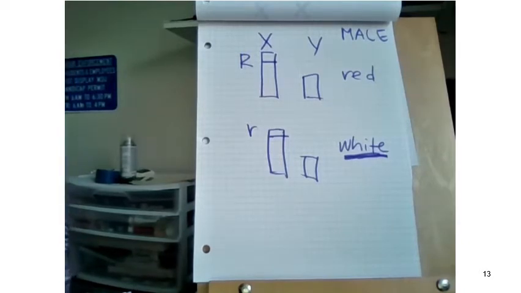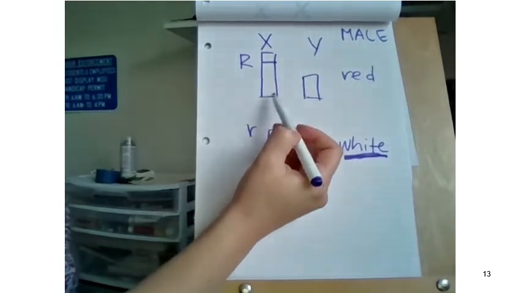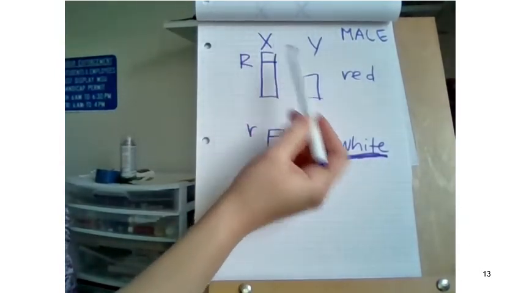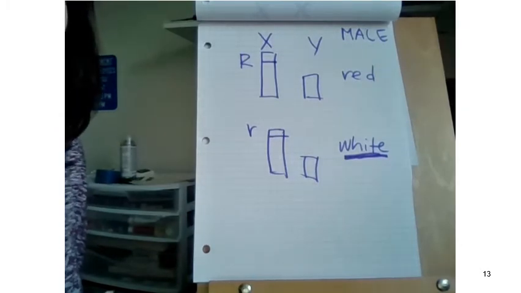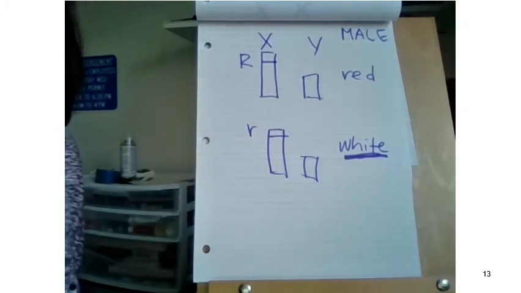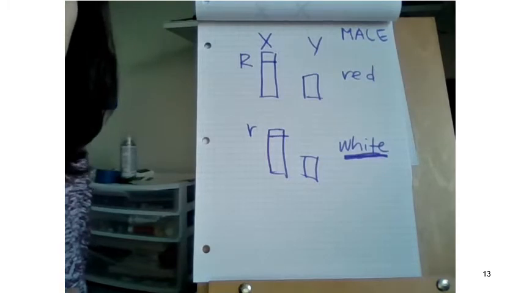So anytime you have a gene that is found on the sex chromosomes, either the X or the Y chromosome, you're going to find that the distribution of those alleles between males and females is kind of wonky. It's not going to be 50-50.